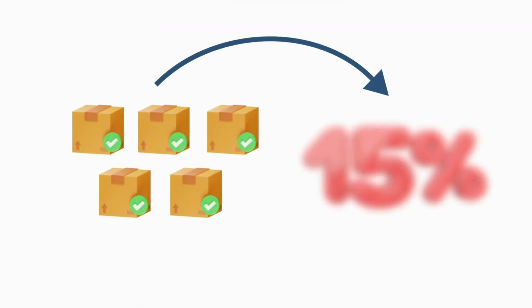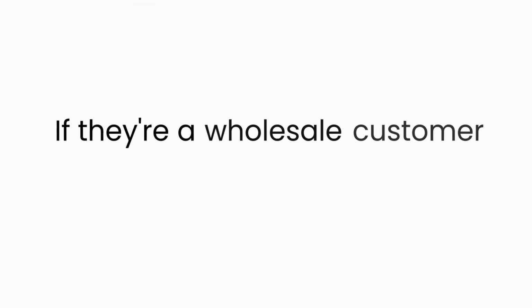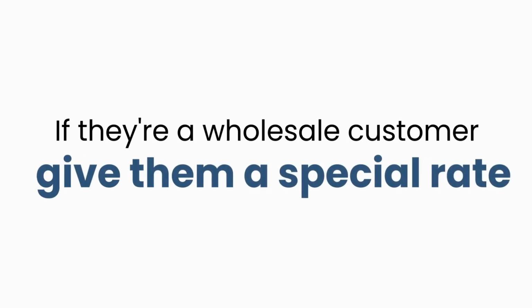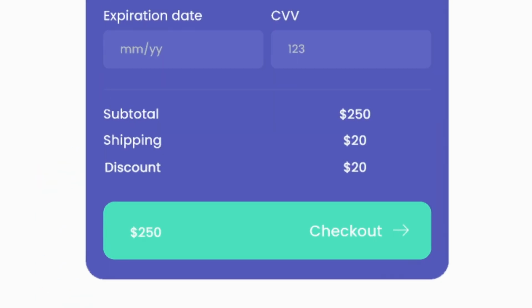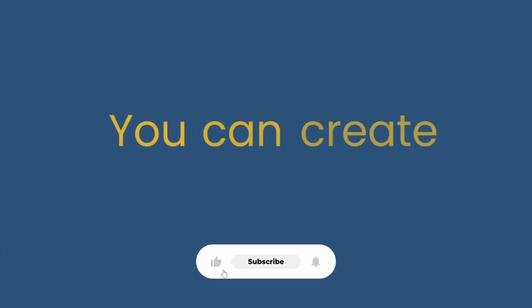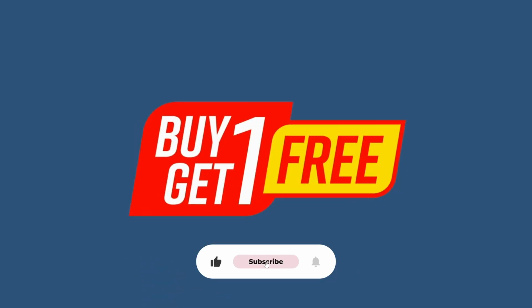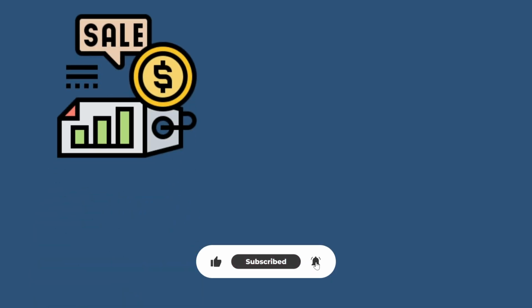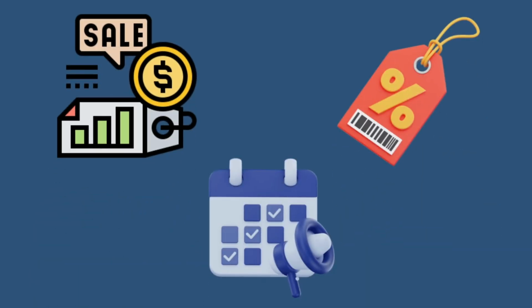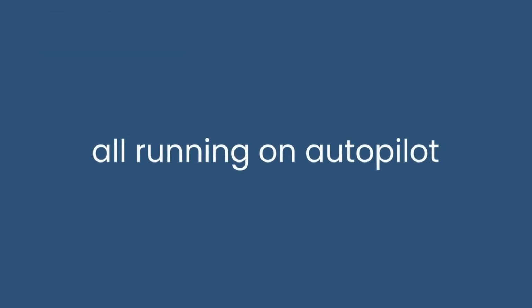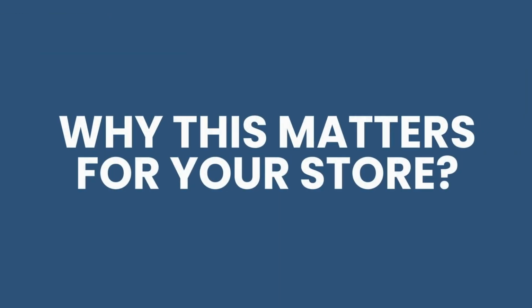For example, if a customer buys 10 or more items, take 15% off. If they're a wholesale customer, give them a special rate. If the cart total passes $200, knock off $20. You can create bulk discounts, buy one get one offers, category sales, role-based pricing, and scheduled campaigns, all running on autopilot.